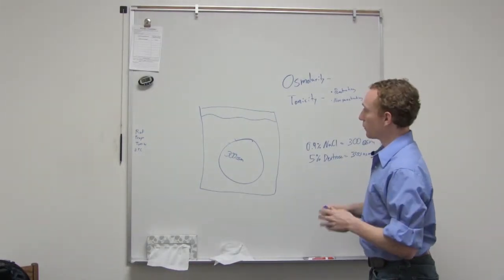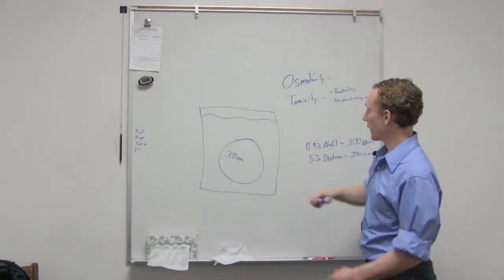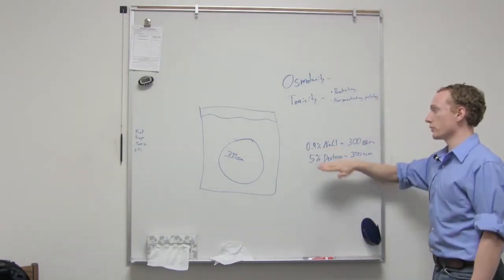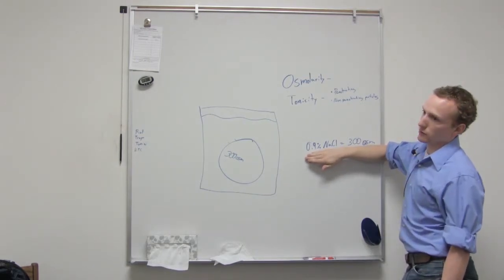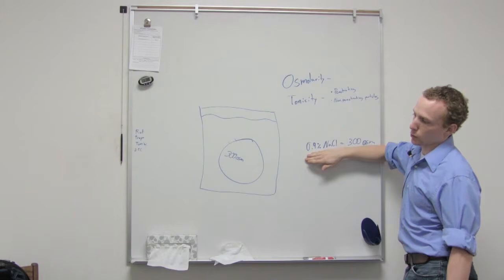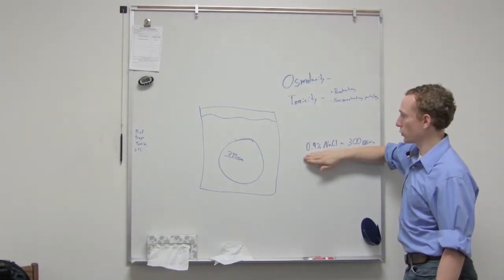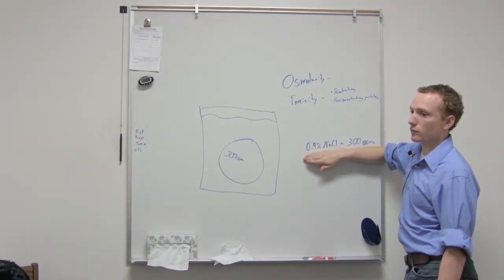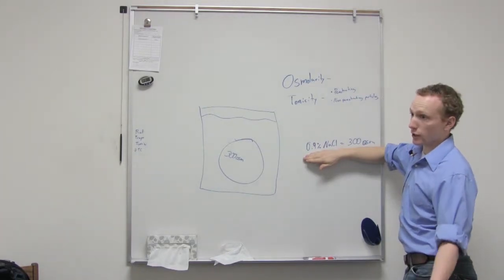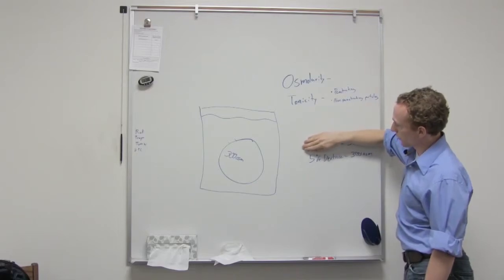So if I put a cell in a 0.9% NaCl solution, what is its osmolarity? Is it hyper, hypo, or isoosmotic? Isoosmotic. How about tonicity? Nothing would happen, so it's going to be isotonic. You said what was going to happen, so you're fine.